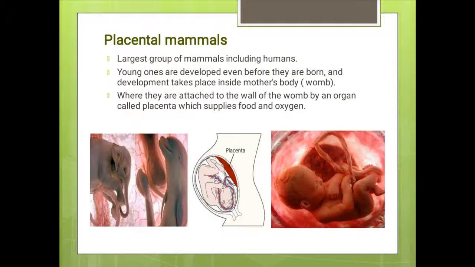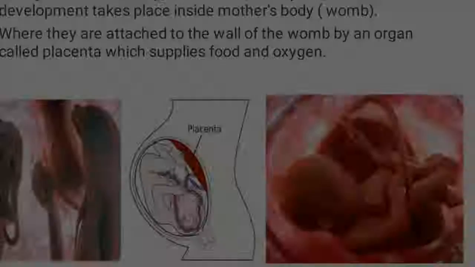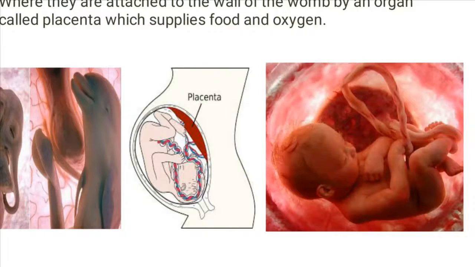Lastly, we have placental mammals. Well, they are the largest group of mammals, which includes humans as well. So their young ones are developed before they are even born, that is inside the womb of the mother. So the development takes place inside the mother's body, where they are connected to the wall of the womb by an organ called the placenta, and this placenta supplies the food and the oxygen to the baby inside the womb. See, this is how the placenta looks like. All right.